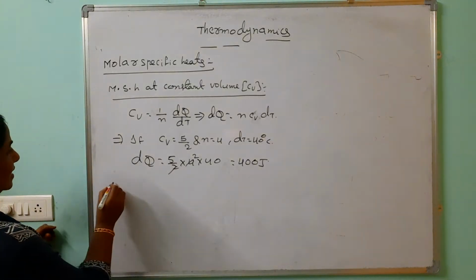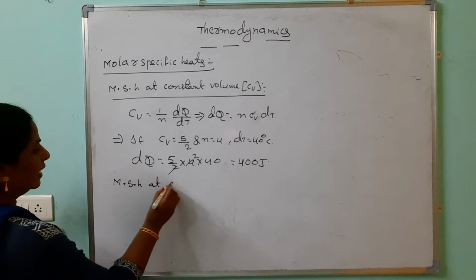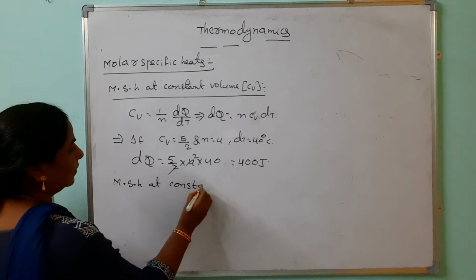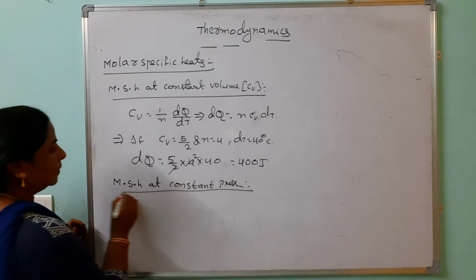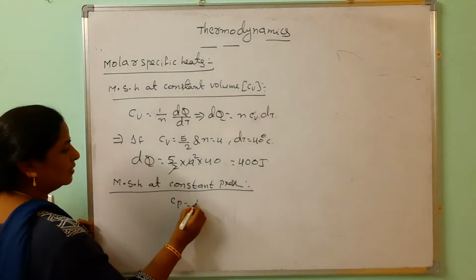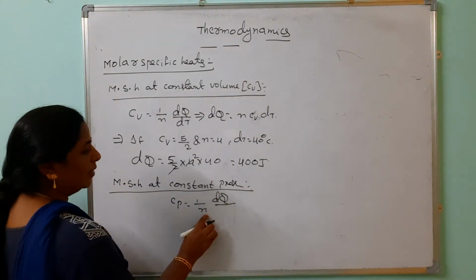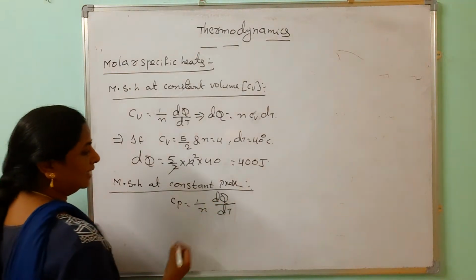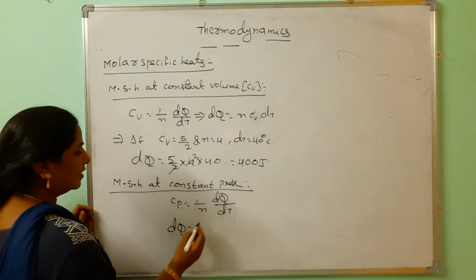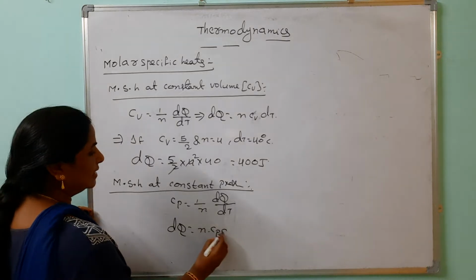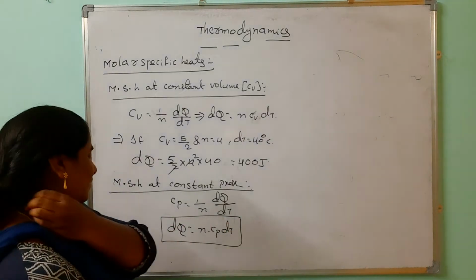Then we are going to discuss molar specific heat at constant pressure, represented by Cp. Cp is the amount of heat energy required to raise the temperature of 1 mole of gas through 1 degree centigrade. Here also we can find the heat energy in terms of Cp. We can write it as n Cp dT. So these are the two types of specific heats.